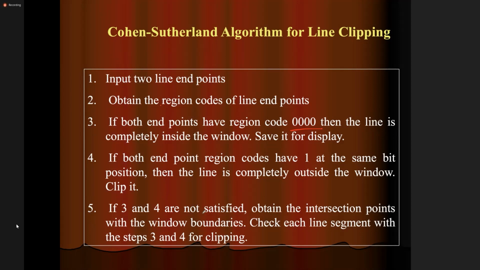If 3 and 4 are not satisfied, obtain the intersection points from x equal xmin, x equal xmax, y equal ymin, y equal ymax, and cut them to get the intersection points of those lines. For the respective line segments, put the new outcodes and check them against 3 and 4. Again, we are repeating this. And then you get the part which is acceptable and the other part which is rejected. That's how it works. And this is what we call the Cohen-Sutherland outcode clipping algorithm, or Cohen-Sutherland's algorithm.